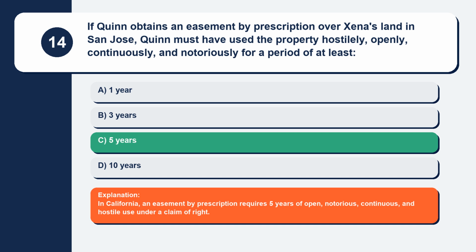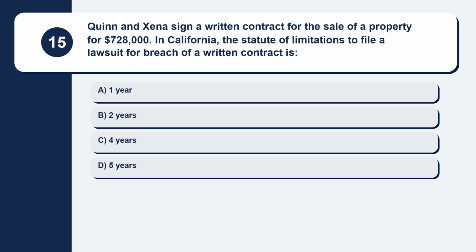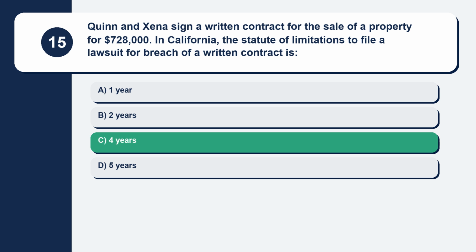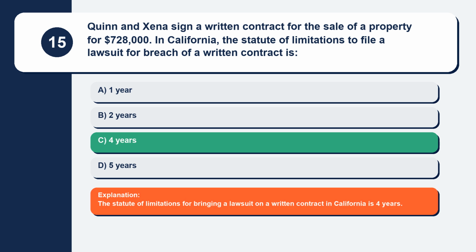of right. Question 15. Quinn and Zena sign a written contract for the sale of a property for $728,000. In California, the statute of limitations to file a lawsuit for breach of a written contract is. Here are your options. Option A, 1 year. Option B, 2 years. Option C, 4 years. Option D, 5 years. The correct answer is option C, 4 years. Explanation: the statute of limitations for bringing a lawsuit on a written contract in California is 4 years.